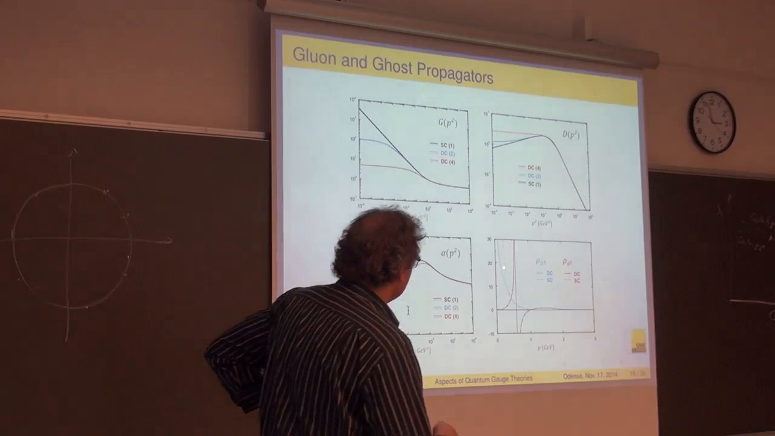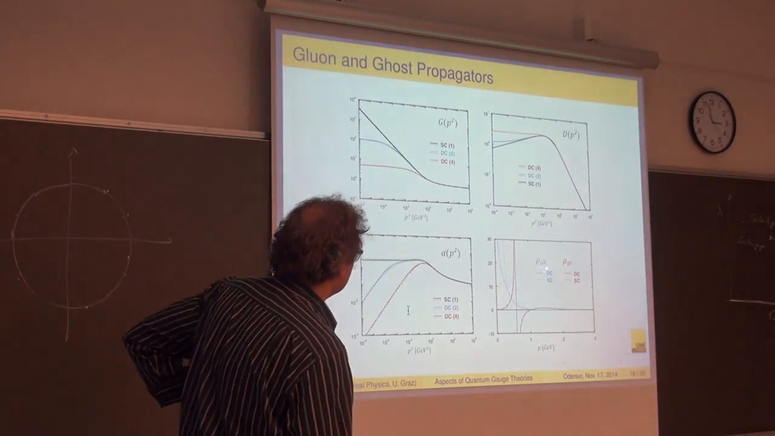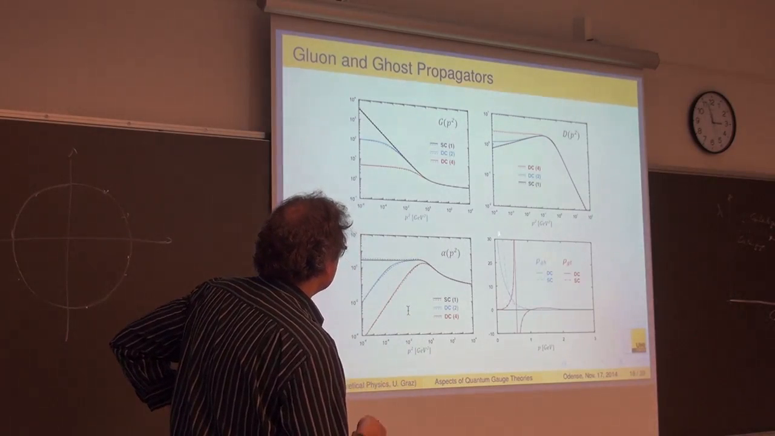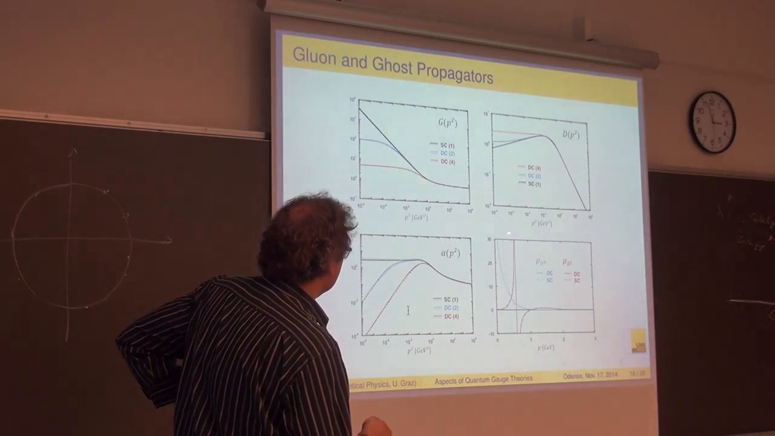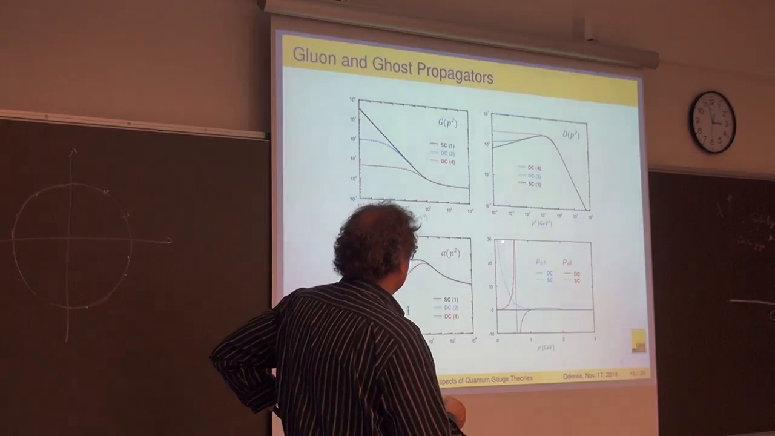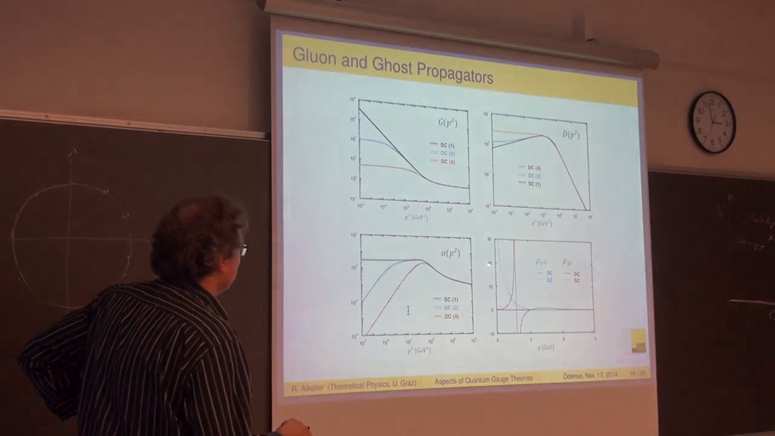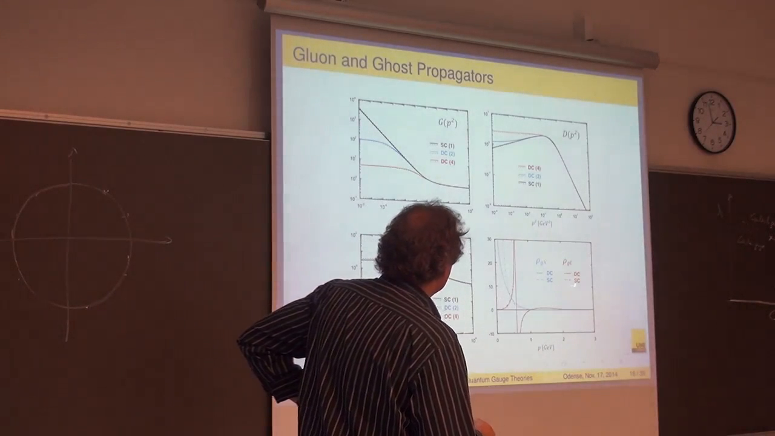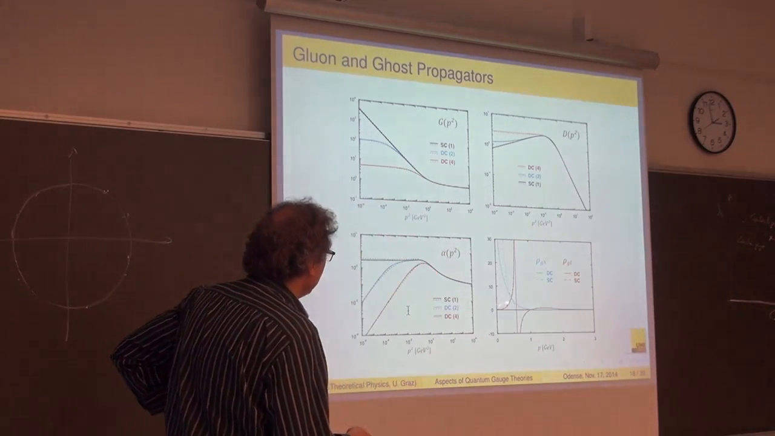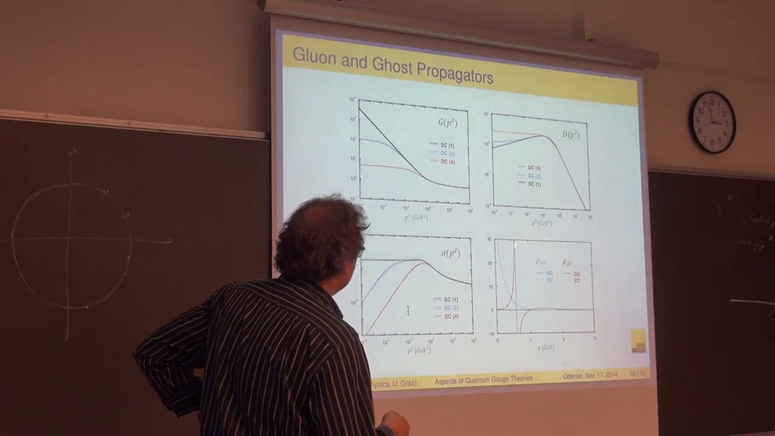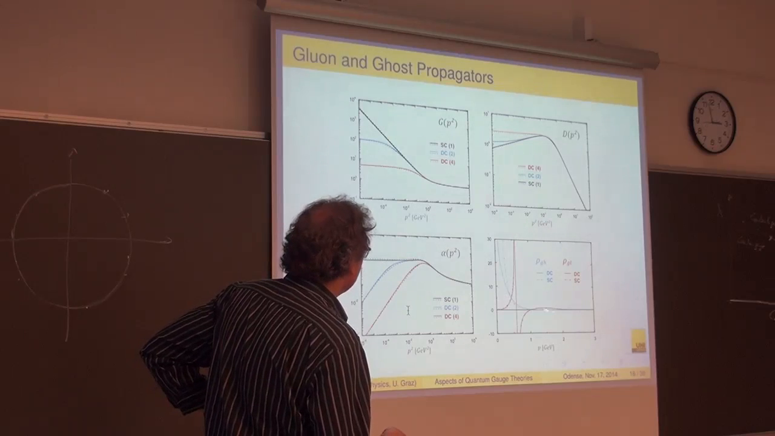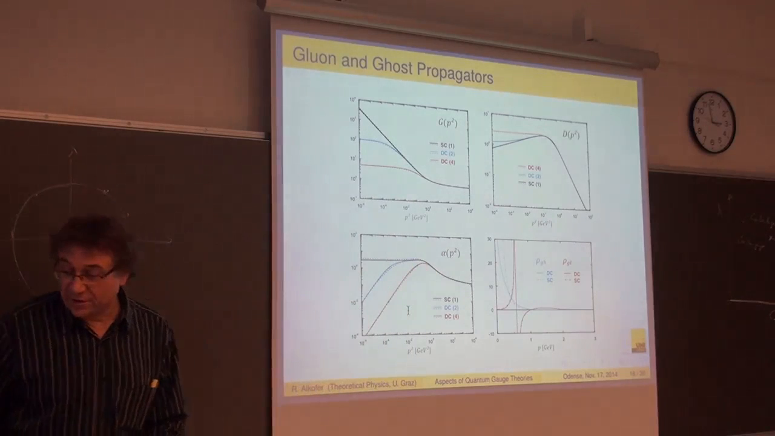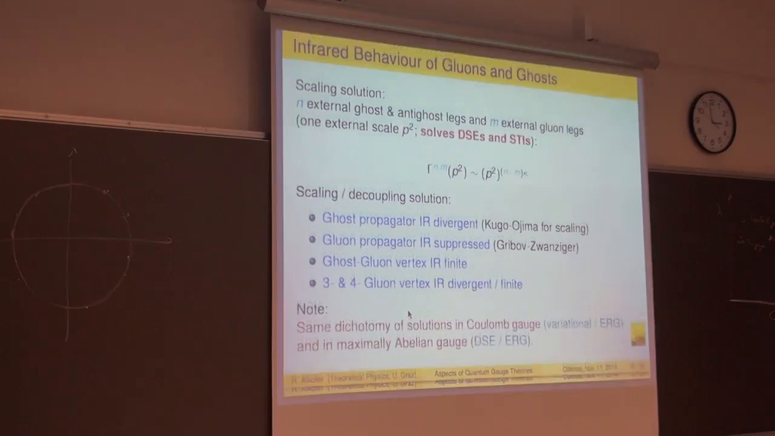But the more interesting part here is the spectral function. For the decoupling and the scaling solution, the spectral function of the ghost is very different. But of course, this doesn't tell you anything, since ghosts don't couple directly to quarks. Whereas the spectral function for the gluon, for the decoupling and the scaling solution, is within the numerical accuracy identical. And this is something very fantastic.